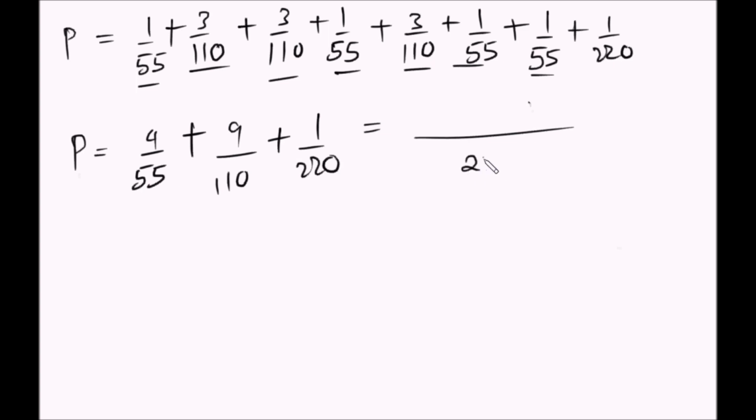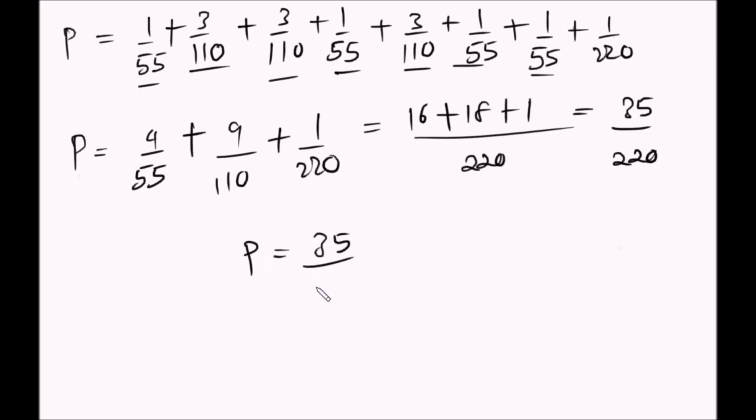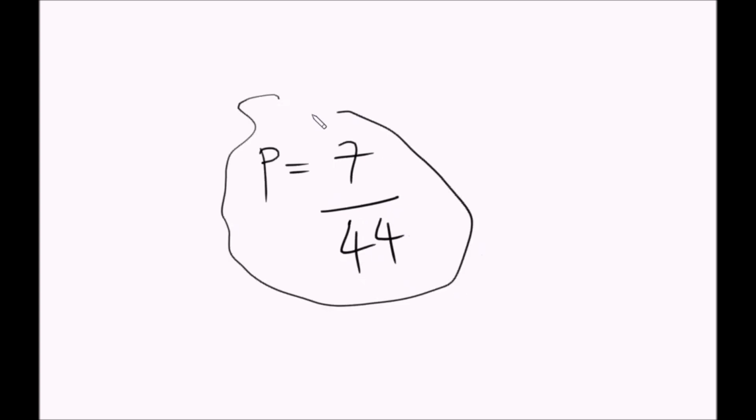So hapa LCM is 220. Hapa ni 4, 16. Hapa ni 2, 18. Hapa ni 1. So this is going to be 35/220. Eventually now the probability itakuwa ni nini? By 5 ni 7. By 5 ni 44. So the probability that out of the 3 balls drawn, none of them is yellow ni hii, 7 over nini? Over 44. This is example 1. Let's see example 2.